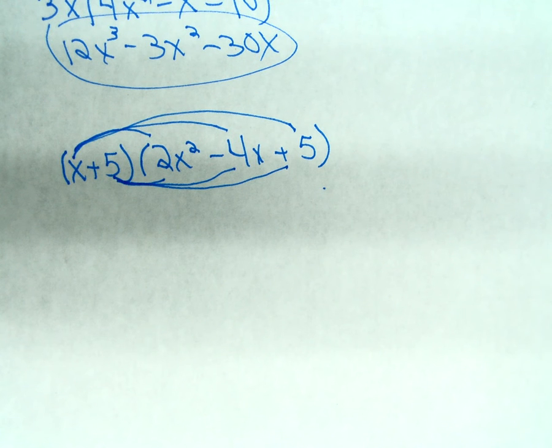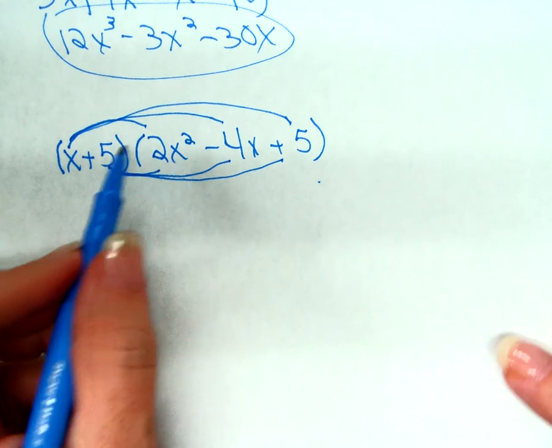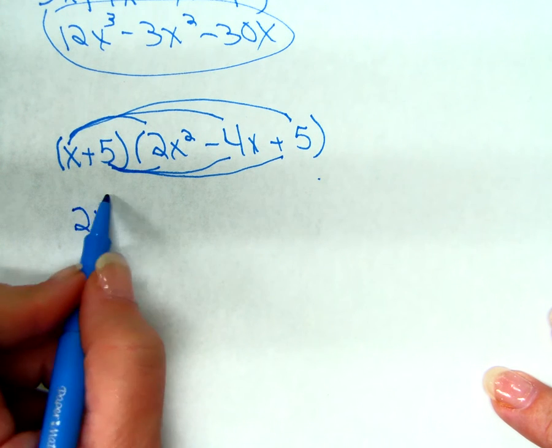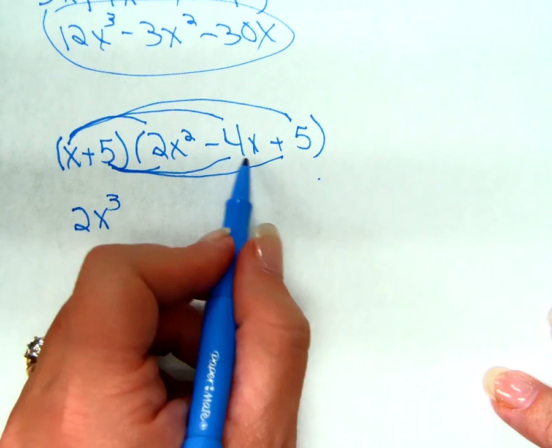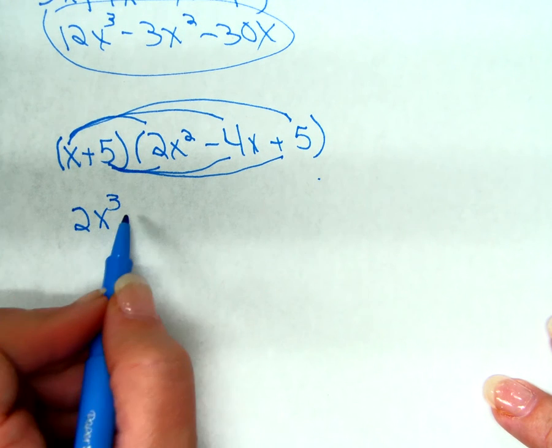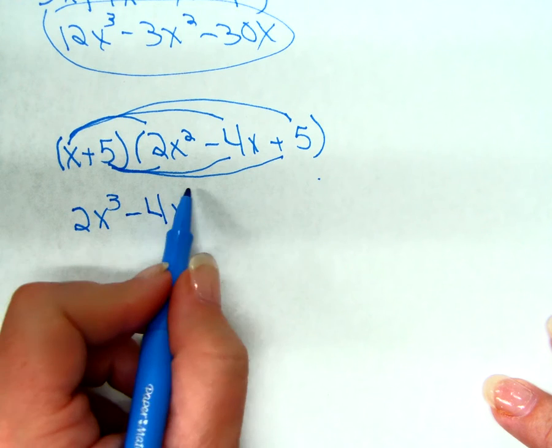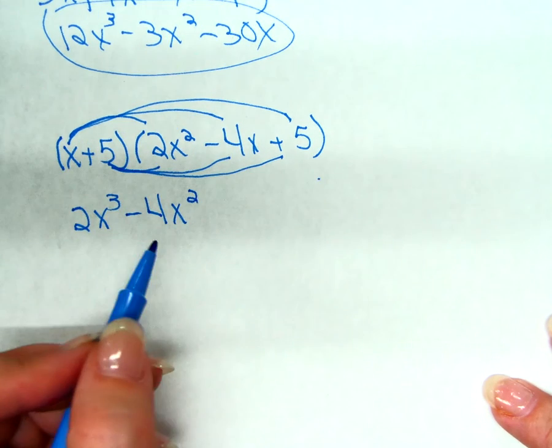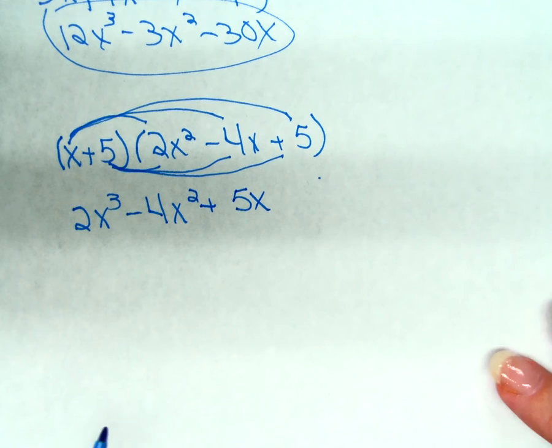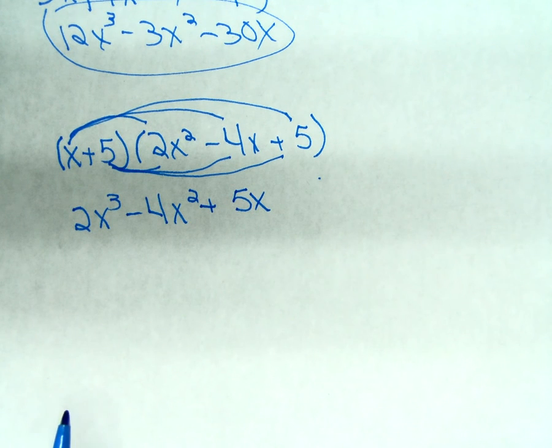I know that you know what you're talking about when you say FOIL, but remember, one of my jobs is to make sure we're using the correct vocabulary. Is that fair? Okay, so what do I get when I say x times 2x squared? 2x to the third. What do I get when I say x times negative 4x? Somebody else. Negative 4x squared. And what do I get when I say x times 5? So plus 5x, right?